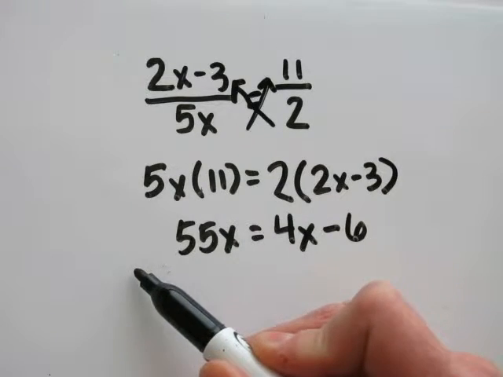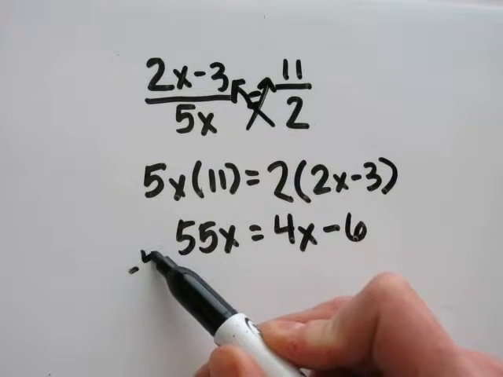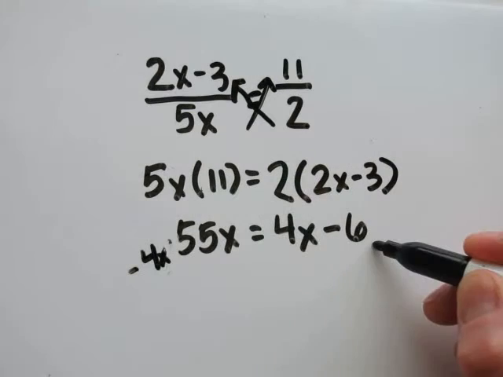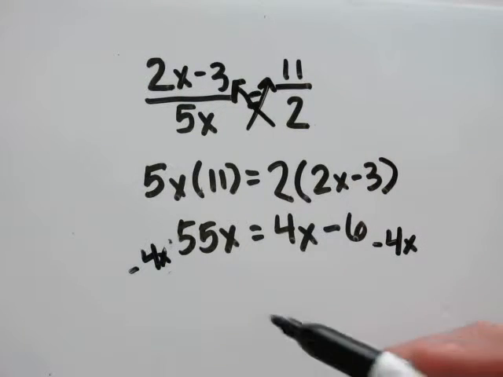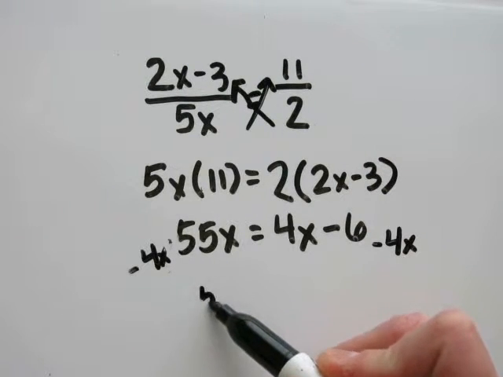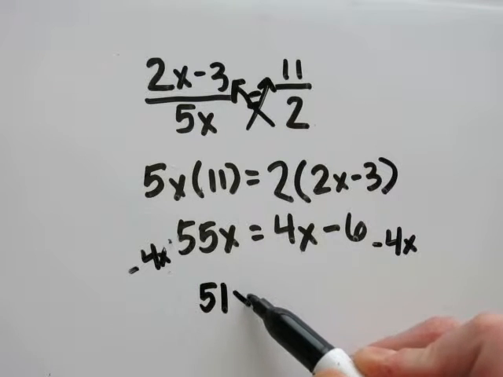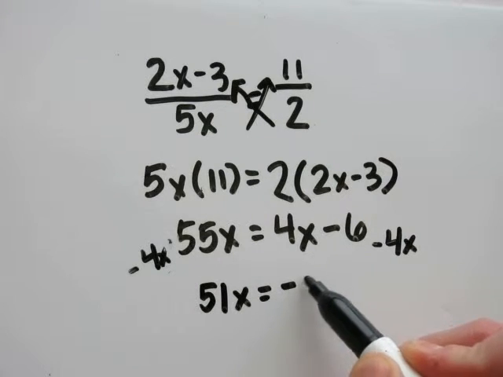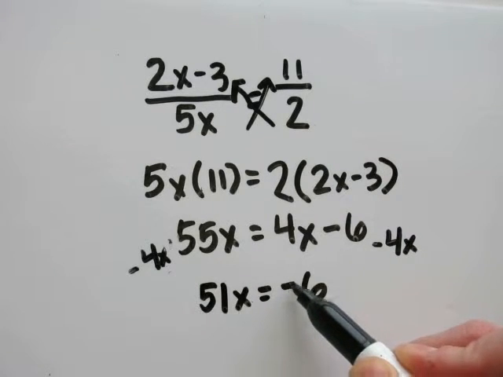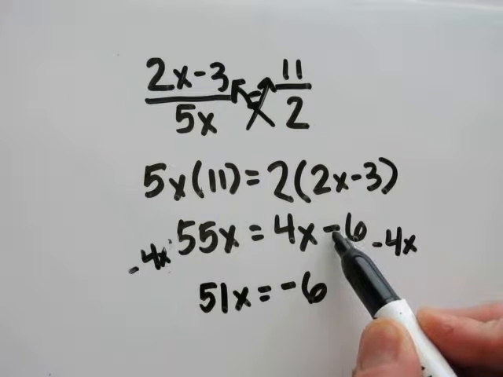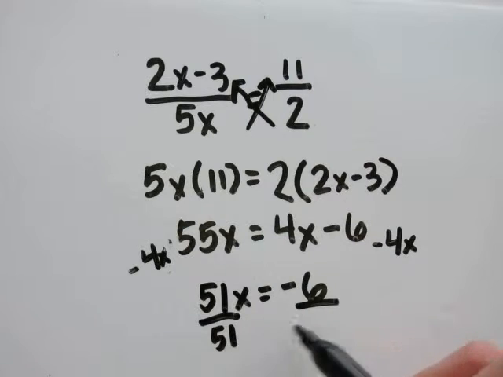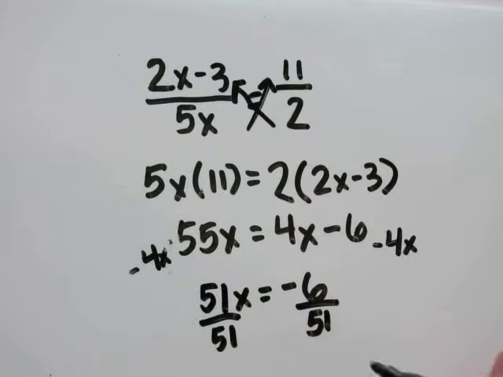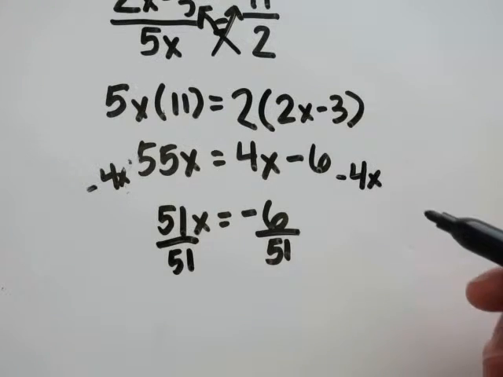I want the x's on the same side of the equation. So I'm going to subtract 4x from each side. 55 minus 4 is 51. This is a negative 6 since I'm subtracting. Divide each side by 51.